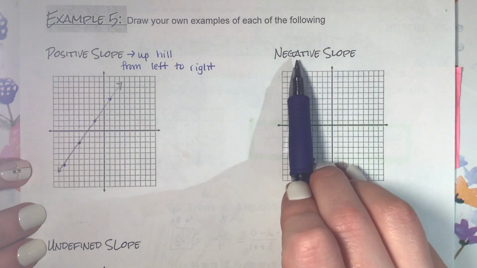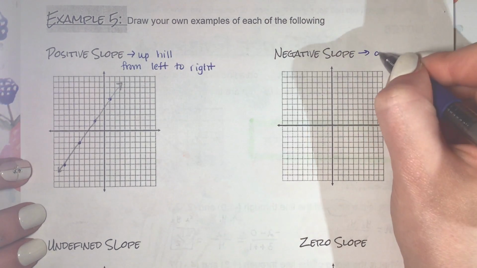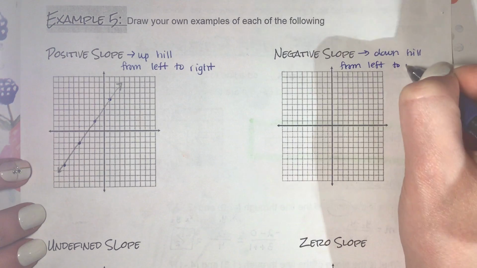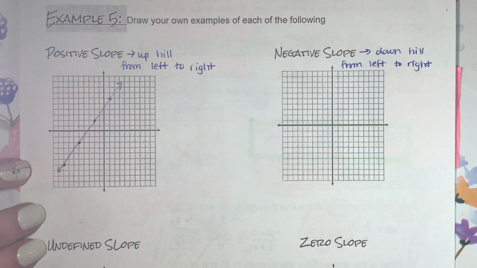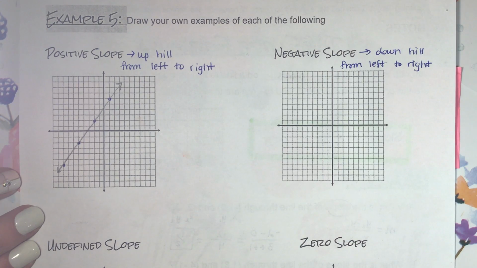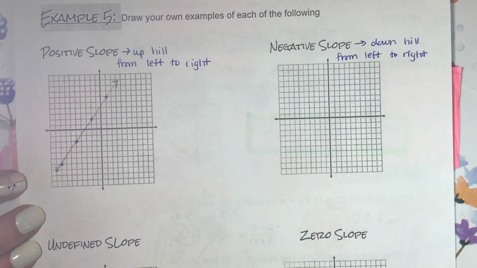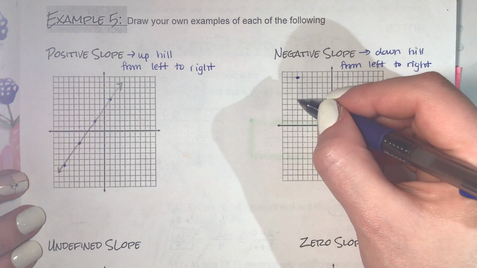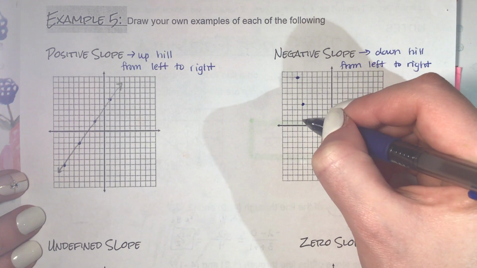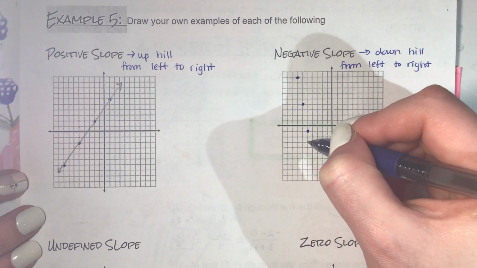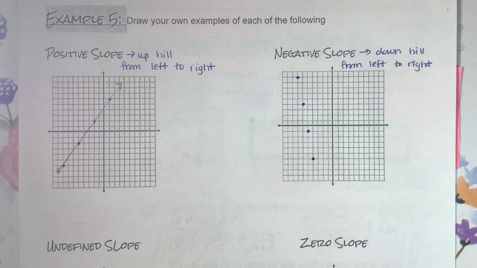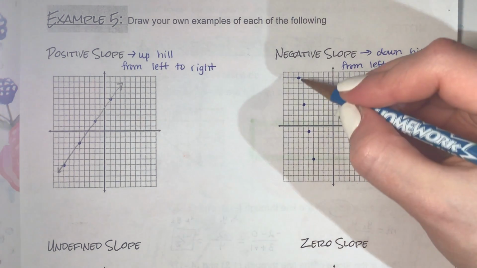Let's make up our own example for a negative slope. A negative slope is going to go downhill from left to right. So I'm going to do, I don't know, a slope of 5, just because. So I'm going to start here, and I'm going to go down 5, 1, 2, 3, 4, 5, over 1. Over 1, and down 1, 2, 3, 4, 5. Okay, so now it's steep, but it is still going downhill. And I'm going to connect those dots as best as I can.